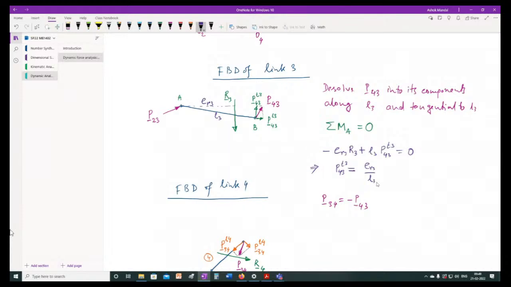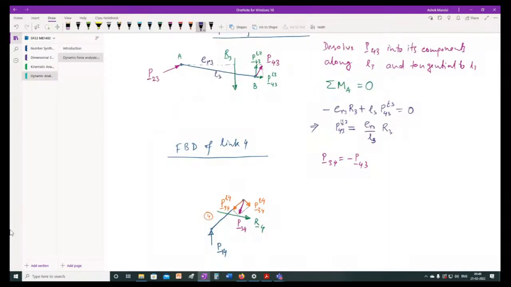So from here we can calculate P43, the tangential component, which equals ER3 by L3 into R3. Have I written it correctly? Yes, sir.